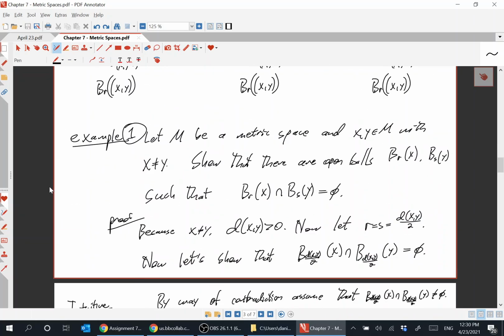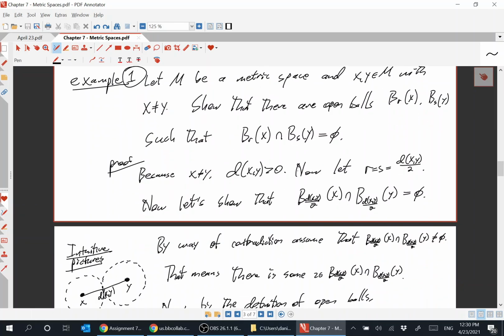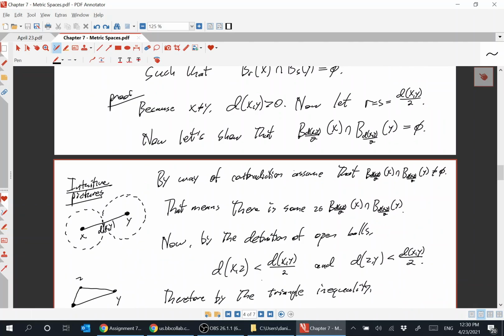And then in example 1, given x and y in a metric space, x and y unequal, there are open balls, B_r(x) and B_s(y), that are disjoint. You can put disjoint open balls around 2 distinct points. How does that happen? Well, you just take the distance from x to y, and that's a positive real number because that's property 2, right? Because they're not the same, so the distance is positive.